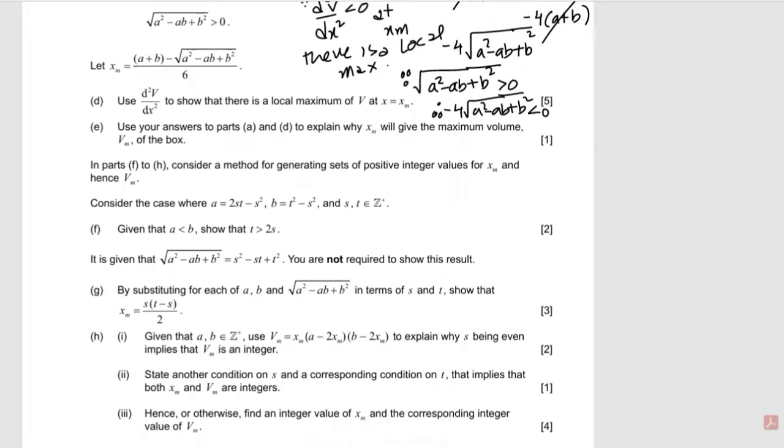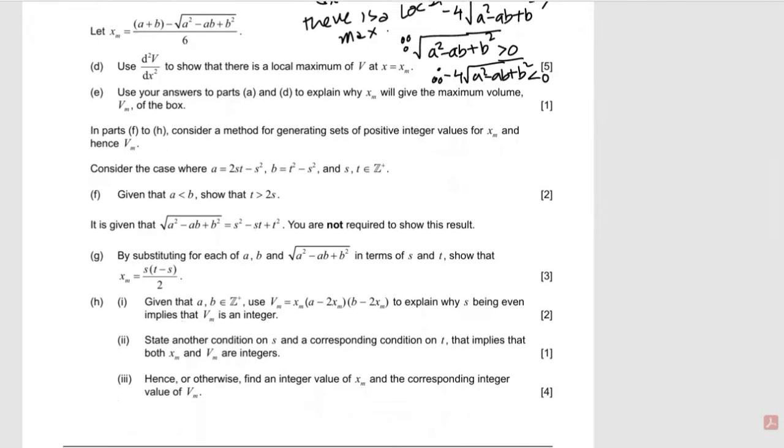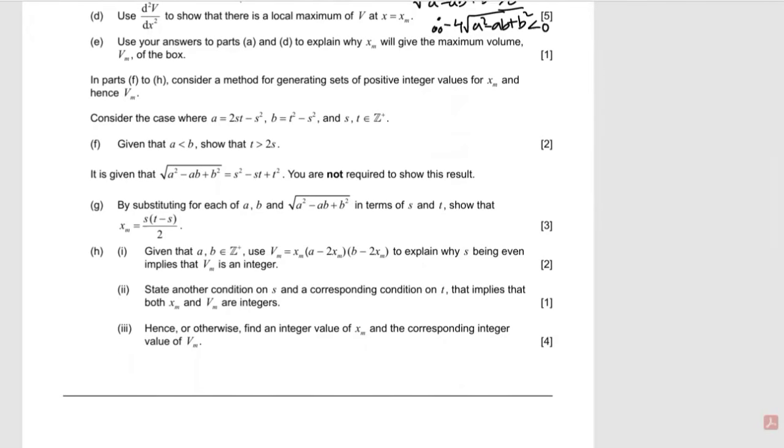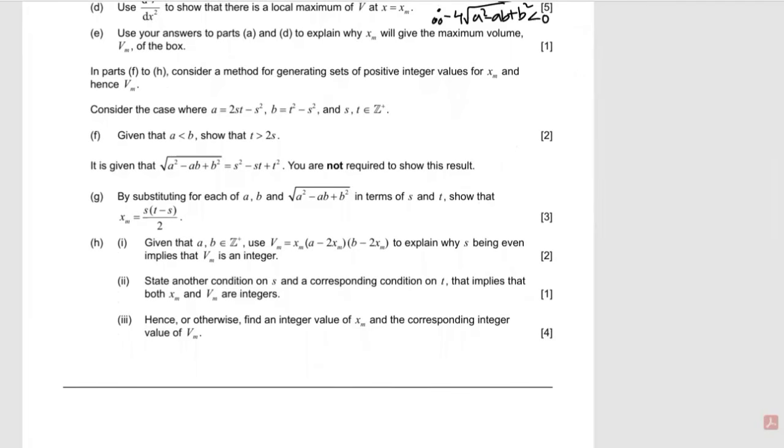In parts F to H, consider a method of generating sets of positive integer values for x_m and hence volume V_m. Consider the case where a is 2st minus s squared, and b is t squared minus s squared, and s and t are positive integers. Part F: given that a is less than b, show that t is greater than 2s.